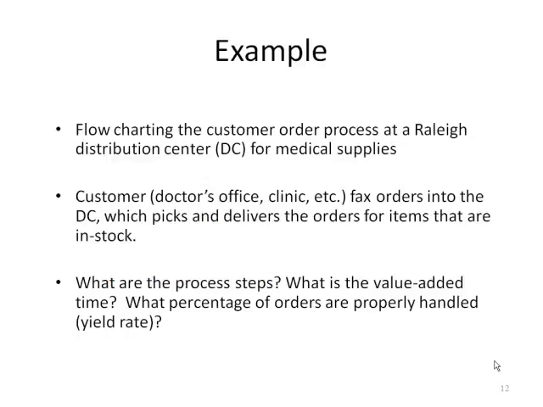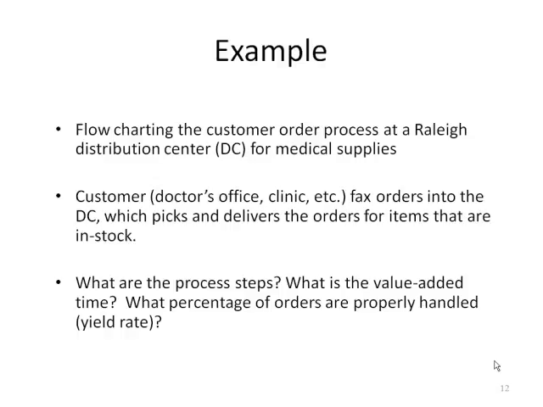So let me stop yakking about characteristics of the flowcharts, and let's actually do an example. And this is an old example, I'll confess, but it's an easy one to work with, and it involves flowcharting the customer order process at a Raleigh distribution center, or DC, for medical supplies. Here's how it worked at the time. The customer, which was a doctor's office or a clinic, would fax an order into the distribution center, which would pick and deliver the order for the items that were in stock.